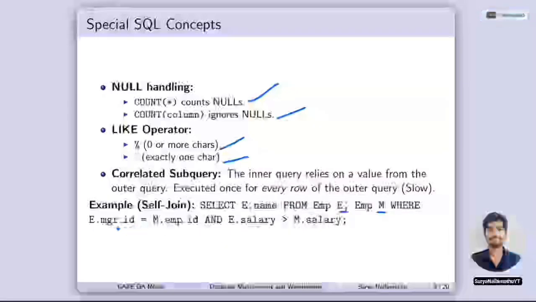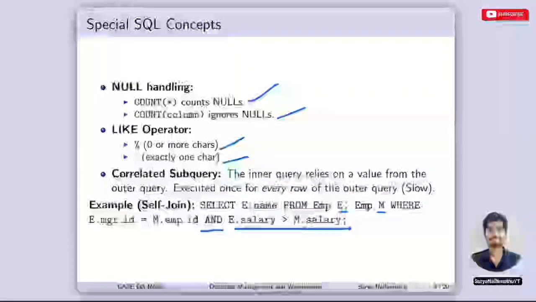We assign the employee to the manager ID, then the employee ID, and the condition is applied. Then we say that the employee salary is greater than the manager salary. Based on this condition, employee salary greater than manager salary, it retrieves only that information from the table. This way the self join is helpful in SQL statements.